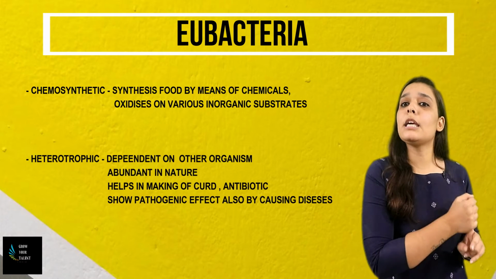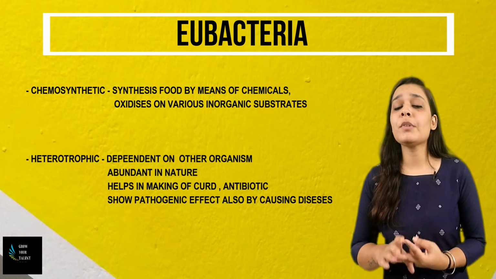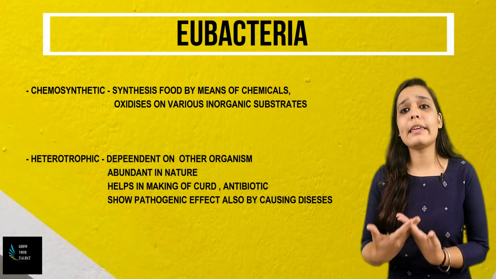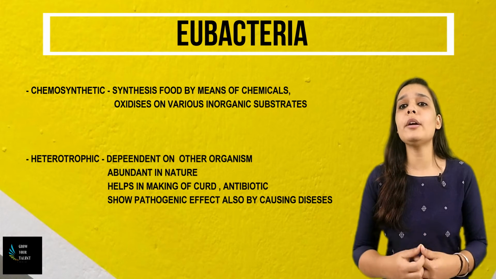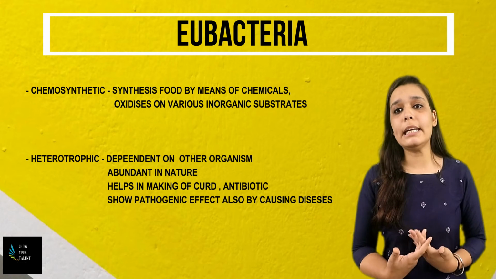Eubacteria can be chemosynthetic in nature or can be heterotrophic bacteria. Chemosynthetic means that they synthesize their food by means of chemical reactions. Heterotrophic bacteria means that they rely on dead material or on other organisms for their intake.